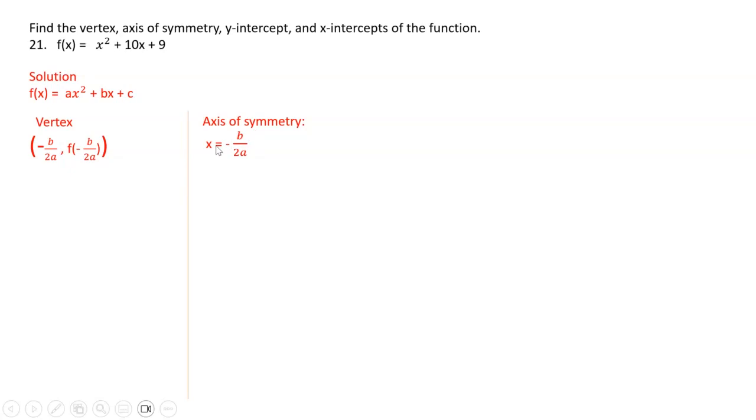The axis of symmetry is very simple to get, right? Once we get the vertex, we also found the axis of symmetry, which will be x equals negative b over 2a. Now the y-intercept, you can get the y-intercept without doing any work. The y-intercept is always c. Whatever the c is, that's the y-intercept. And for the x-intercept, you have to know how to factor or use the quadratic formula.